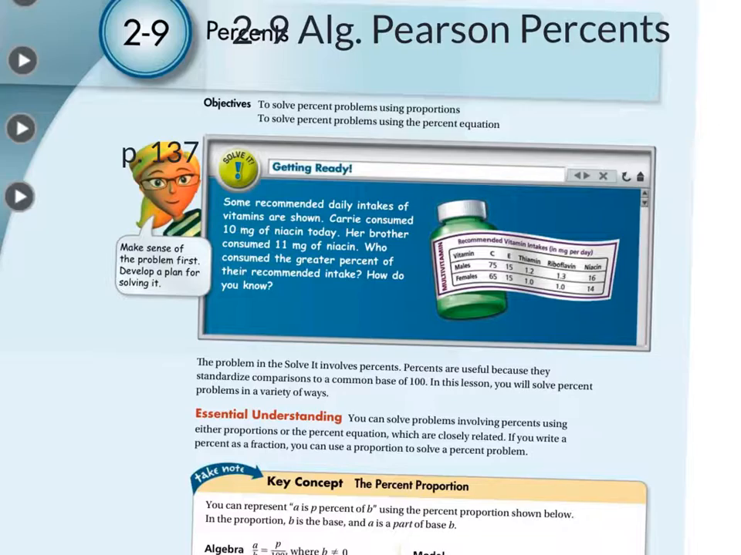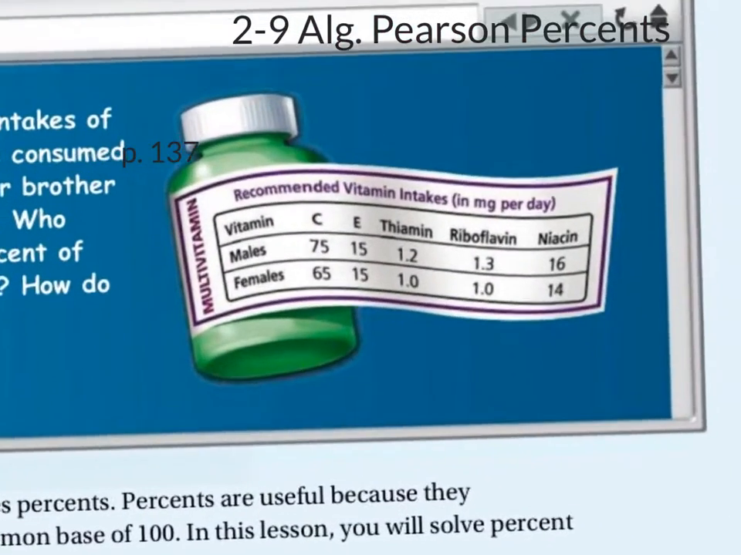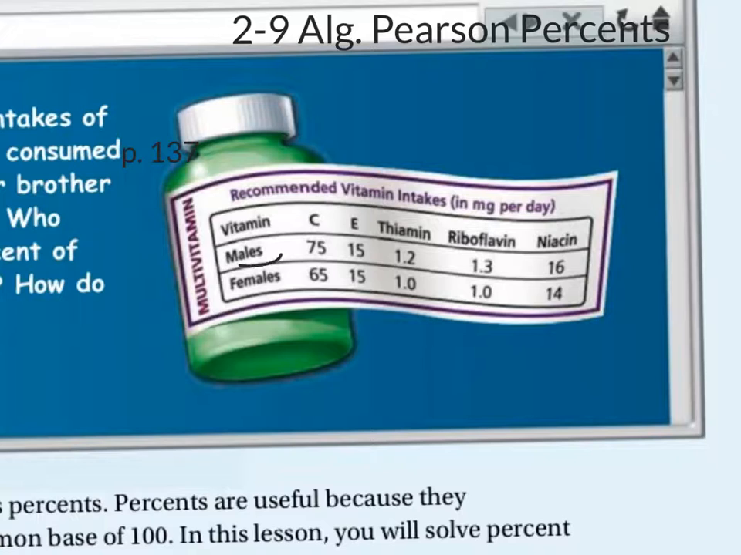So for males, it's recommended 16 milligrams. For females, it's recommended 14 milligrams. So if Carrie is female and she consumed 10, what we could do is say that's 10 out of 14.